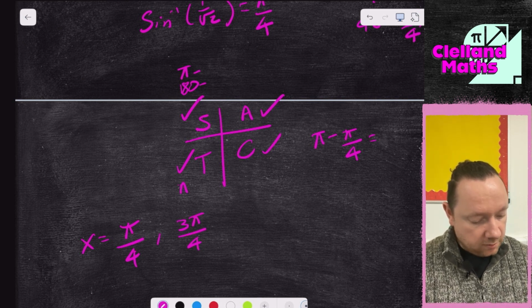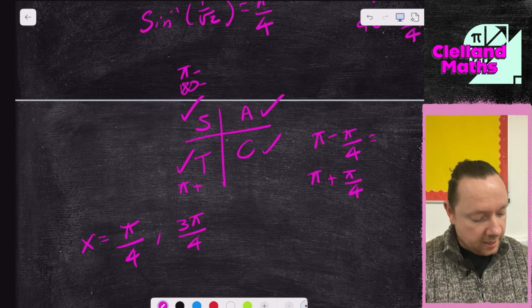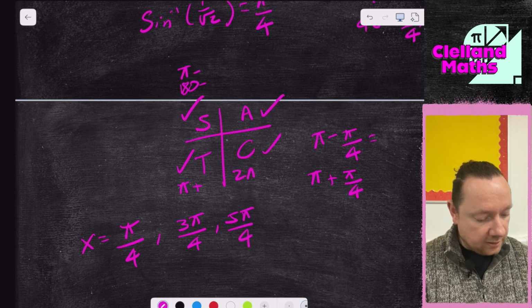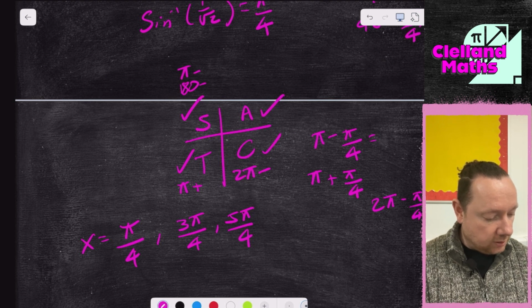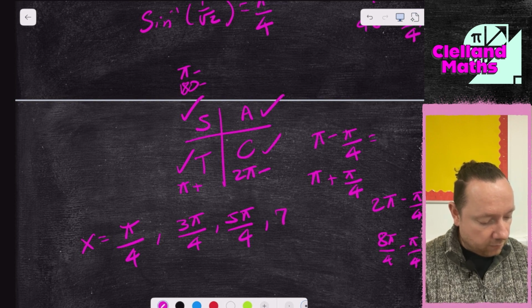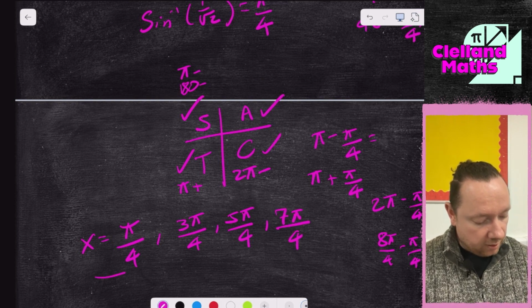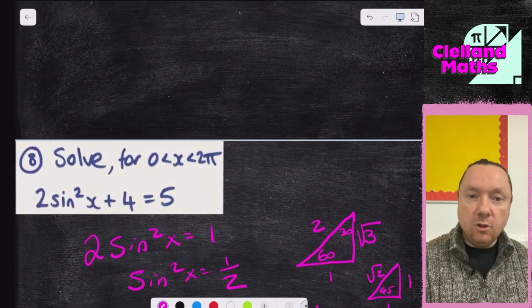That's pi plus the angle. So pi plus pi over 4. That's 4 pi plus 1 pi is 5 pi over 4. And then 2 pi minus pi over 4. Well, 2 fours is 8, so that's 8 pi over 4 minus pi over 4, which is 7 pi over 4. And just checking our initial conditions between 0 and 2 pi.